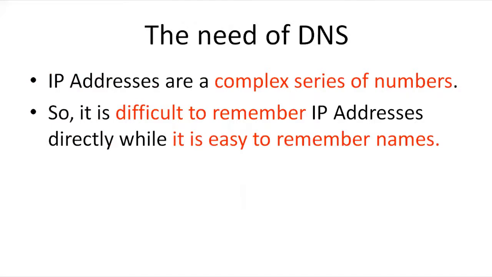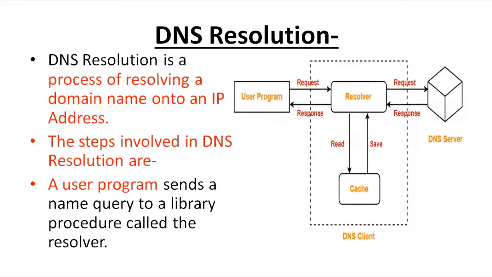IP addresses are complex series of numbers, so it is very difficult to remember IP addresses directly. If I remember 192.1 now, after 2 days it is very difficult to remember the number. Why is it easy to remember the names of a particular site? That means the DNS allows the names.